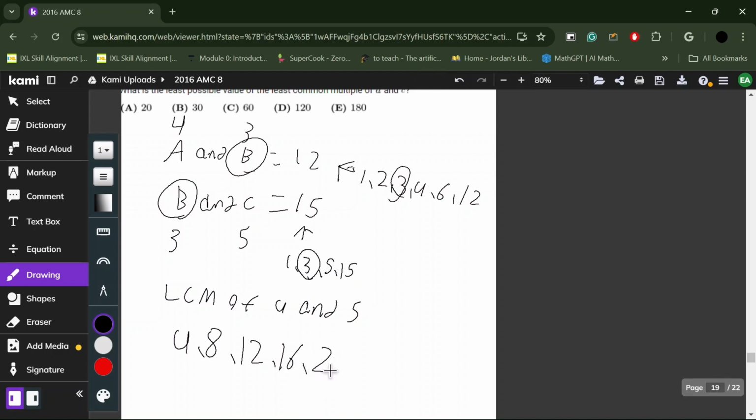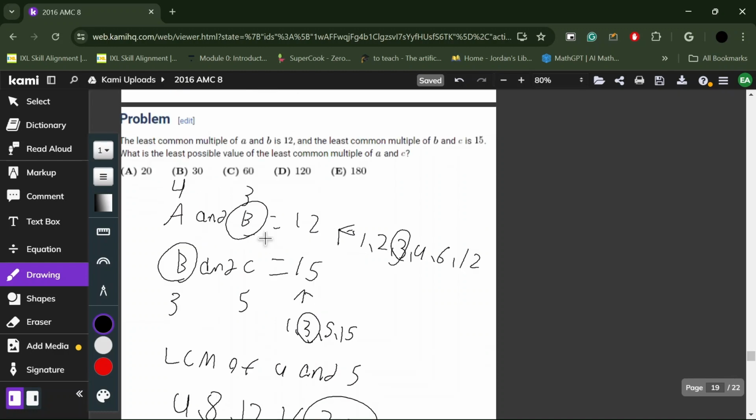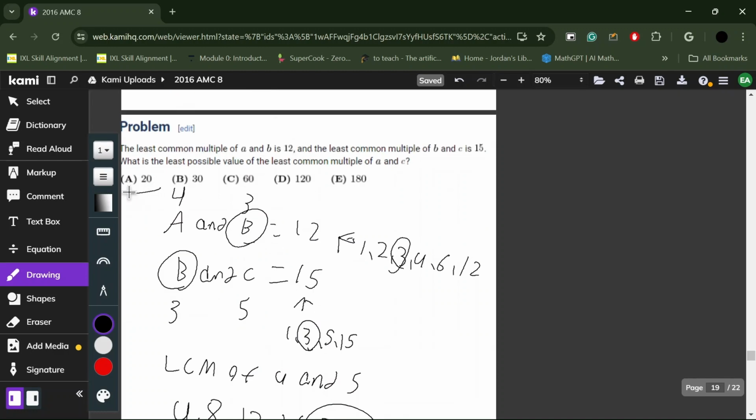16, 20. And I can stop at 20 because I know that 5 times 4 is 20. So if there's nothing below it, it's going to be 20. So we can do 5, 10, 15, and 20. We see that they both have 20 in common. So we know that our answer is going to be 20, which is A.